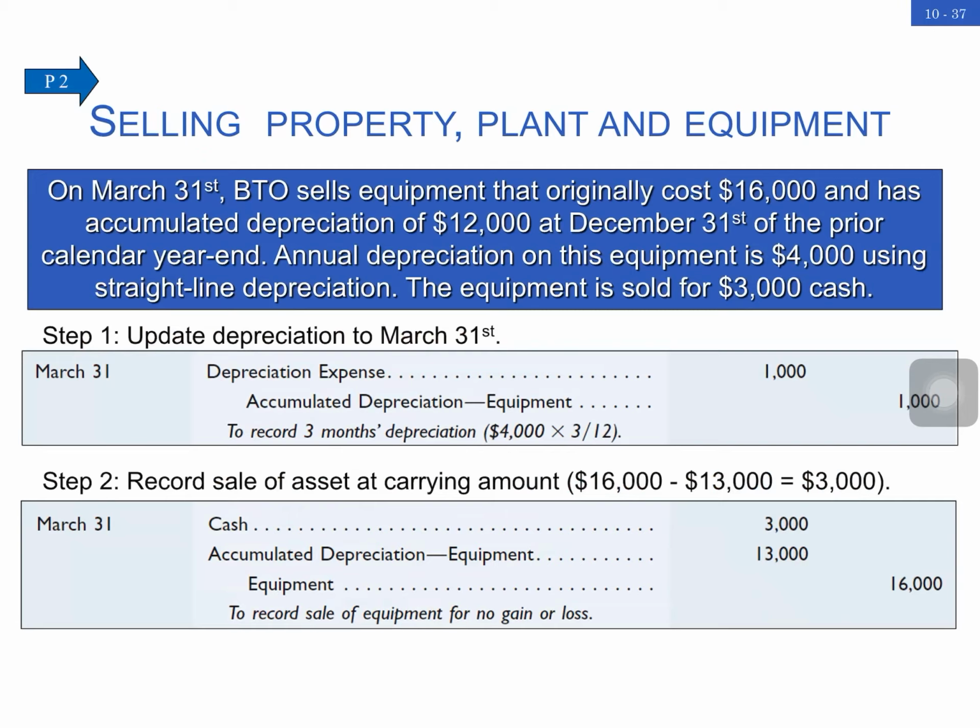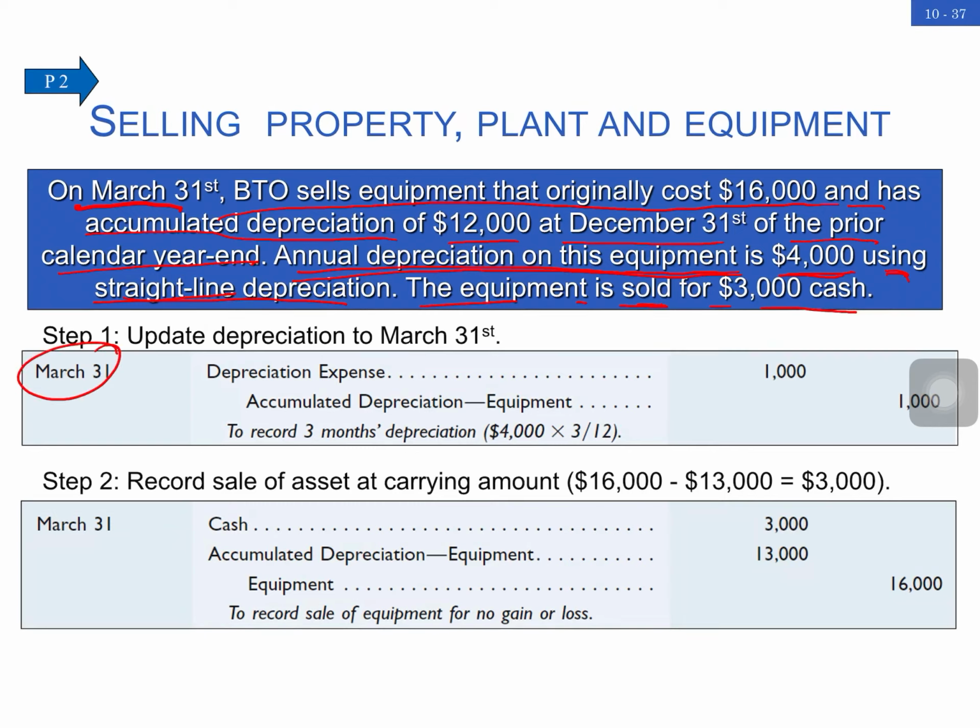How about selling the PPE as a second-hand asset? On March 31st, BTO sells equipment that originally cost 16,000 and had accumulated depreciation of 12,000 at December 31st of the previous year. Annual depreciation on this equipment is 4,000 using the straight-line method. The equipment is sold for 3,000 cash.